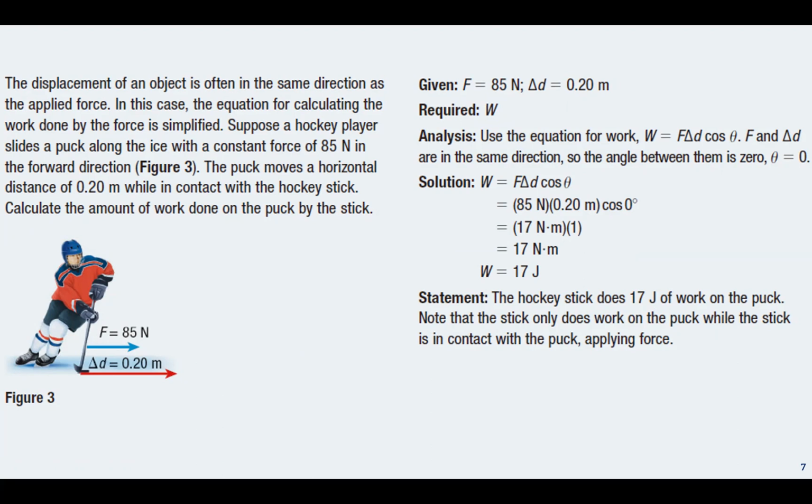We can use the equation for work, W equals F delta D cosine theta, to find the work done by the stick. F and delta D are in the same direction, so we know the angle between them is 0. So cosine 0 is 1, right? So W equals F delta D times cosine theta, which is 85 newtons times 0.20 meters, which is 17 joules.